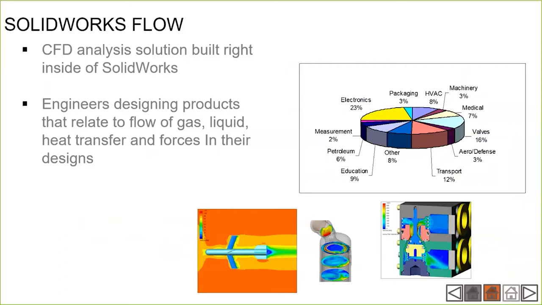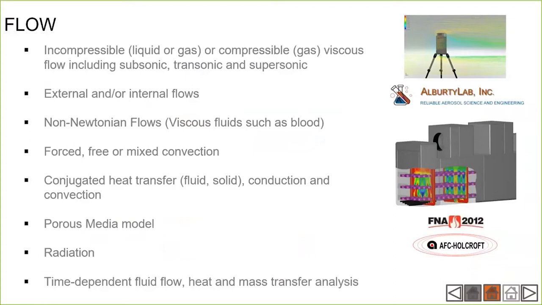And we're going to show here a short list of a much bigger list of everything we can do within Flow. So first and foremost, we can study incompressible fluids or compressible fluids. We can look at external problems, like we're going to do today, or we can look at internal problems, like through a manifold. We can include non-Newtonian fluid flows. We can include forced, free, or mixed convection. Conjugate heat transfer, looking at conduction, convection, and radiation effects. We have a porous media option for anybody that's designing filters or using filters in their fluid flow problems. And finally, we can look at time-dependent versus steady-state fluid problems as well. Again, a short list of some of the things we can do within Flow Simulation.